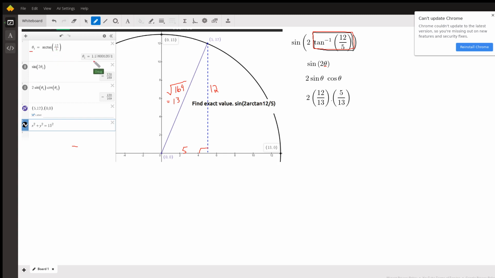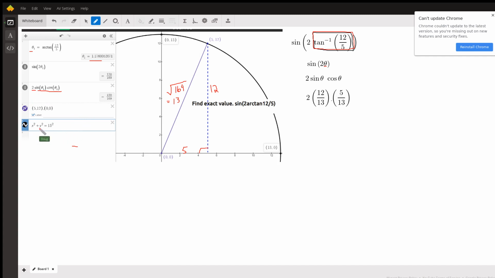This is in radian mode, by the way. And then I said, well, what's the sine of twice theta? It's 120 over 169. And, oh, where did this come from? Well, that's the double angle identity for the sine function. The sine of twice an angle is 2 sine theta cosine theta. And that turns out to be 120 169ths also.